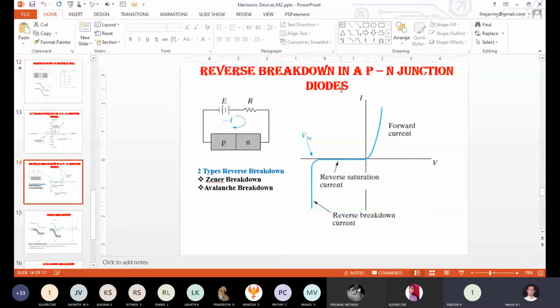Okay. We already mentioned a value called VBR. You can see that I have mentioned VBR in this graph. Correct. So what is this VBR? What does it represent? Yes, reverse breakdown voltage, for a silicon, low current diode.